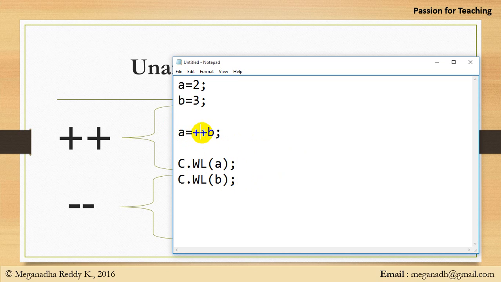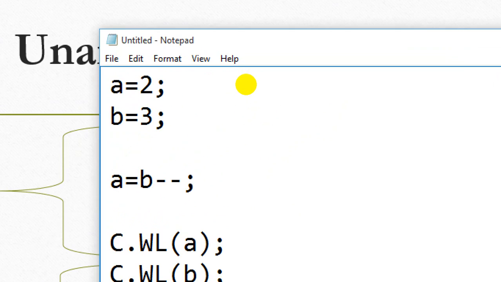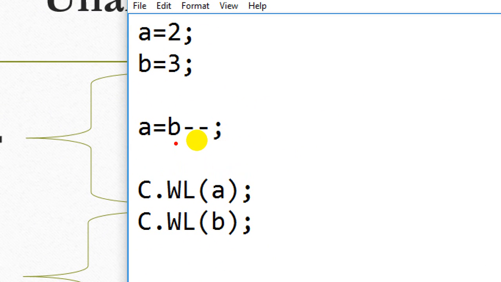Let's see now, what is this b minus minus? This is called post-decrement. Here first the value of b will be assigned to a, and then the b value will get reduced. So b will be assigned to a, so a will be 3, and with b minus minus, b will be 2.